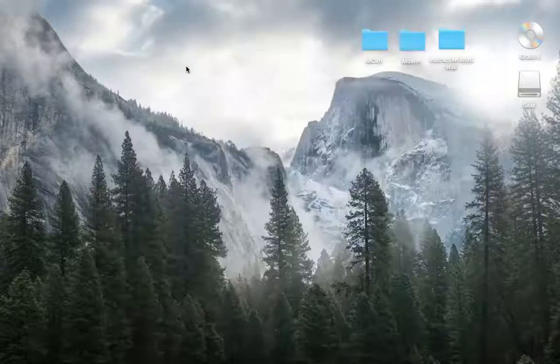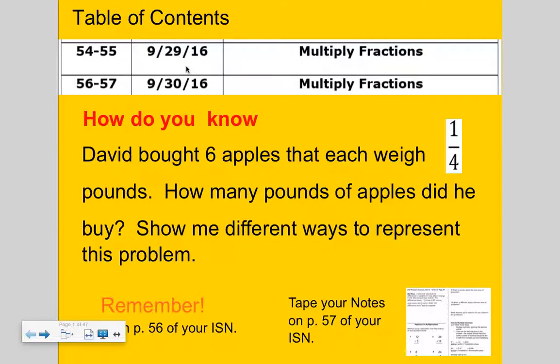This video will be over how do you multiply a fraction by a fraction. David bought 6 apples that each weigh 1/4 pounds. How many pounds of apples did he buy? Show me different ways to represent this problem. Well, I could use a pictorial model or I could do repeated addition.